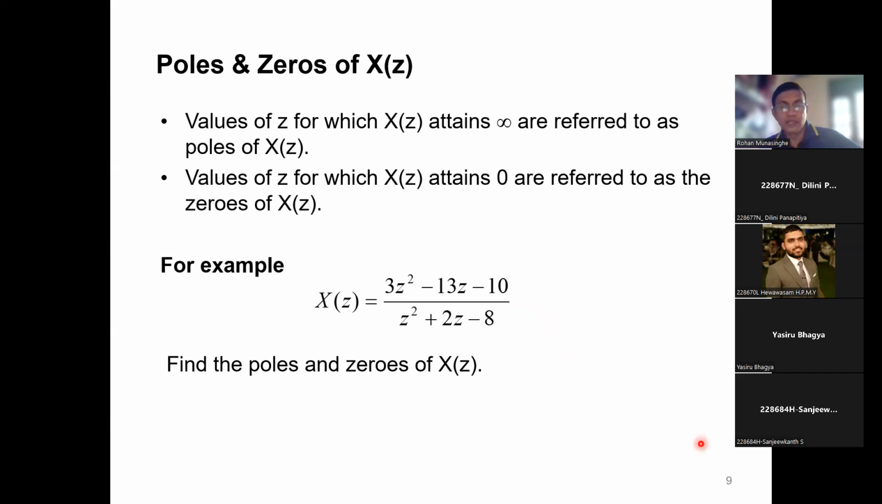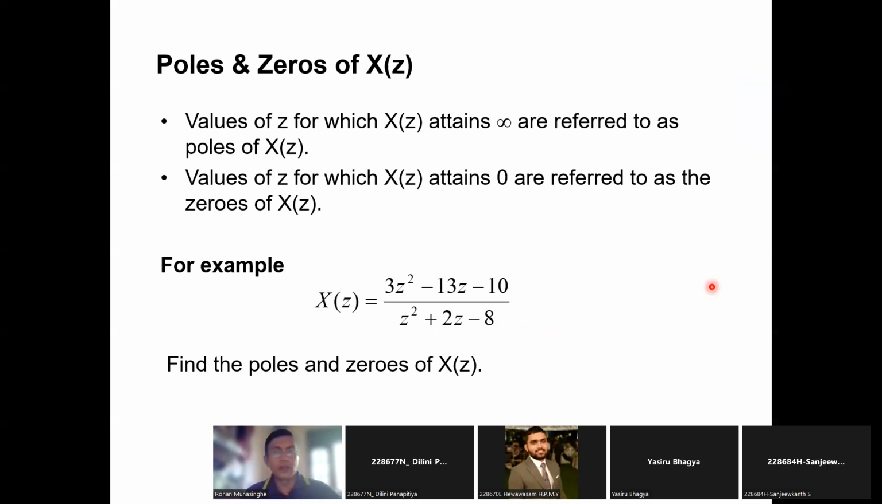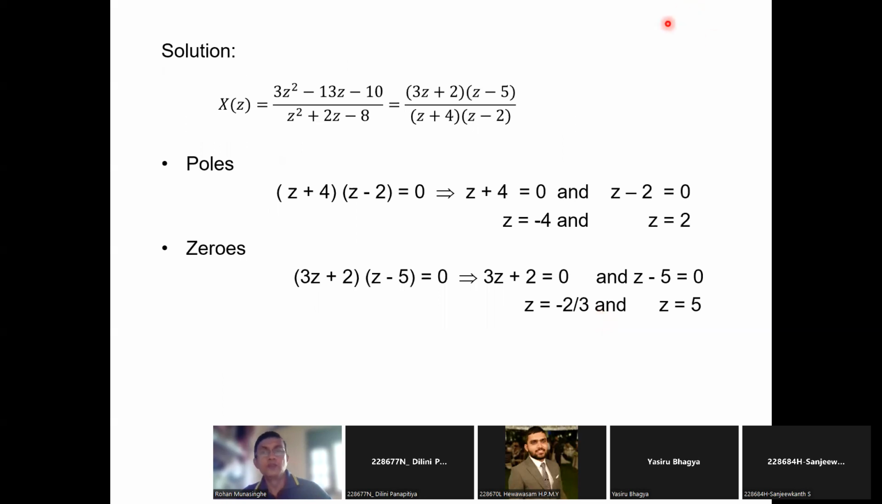So this particular example is a very easy example, right? (3Z² − 13Z − 10)/(Z² + 2Z − 8). You have to calculate the poles and zeros, right? So what you do is you break the numerator quadratic expression into two first order terms, (3Z + 2)(Z − 5), and the denominator quadratic into two terms, (Z + 4)(Z − 2).